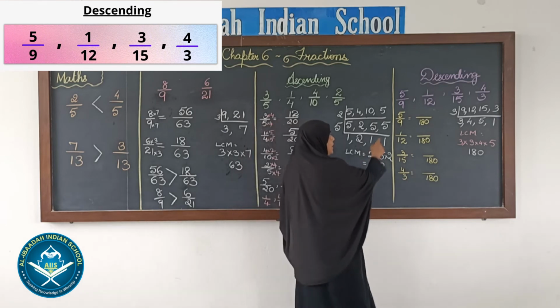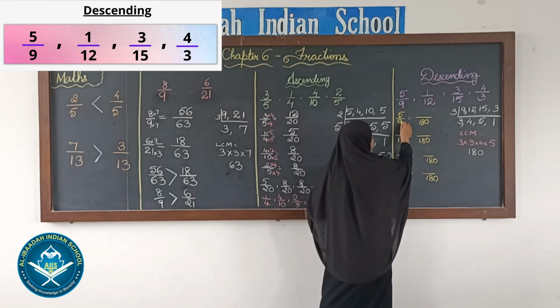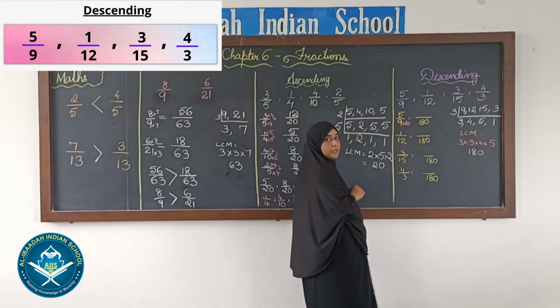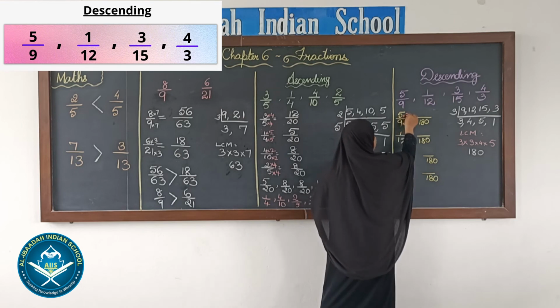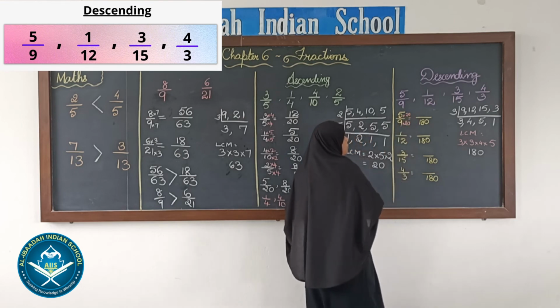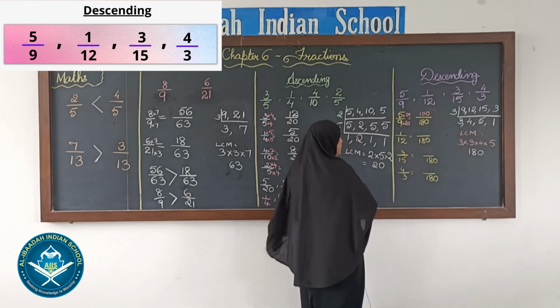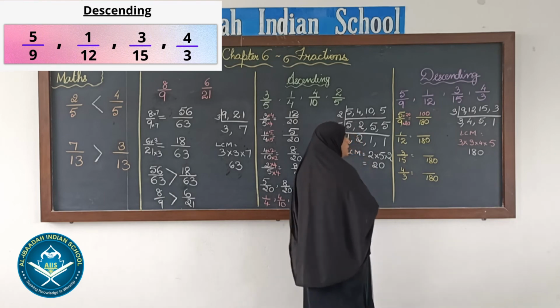So first we will see with 9. What will we multiply 9 with to get 180? We will have to multiply it with 20. When we multiply 9 with 20, we will get 180. So the numerator also multiply with 20. So 20 into 5 is 100. Okay. Next, 12. In 12 we have to convert it to 180.